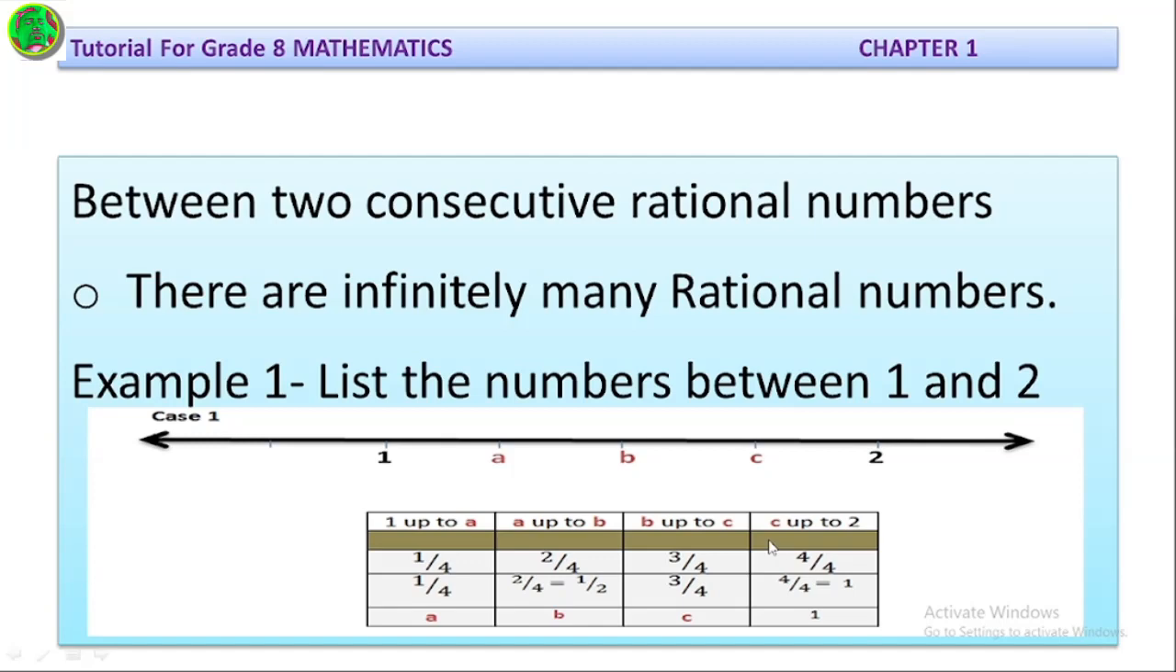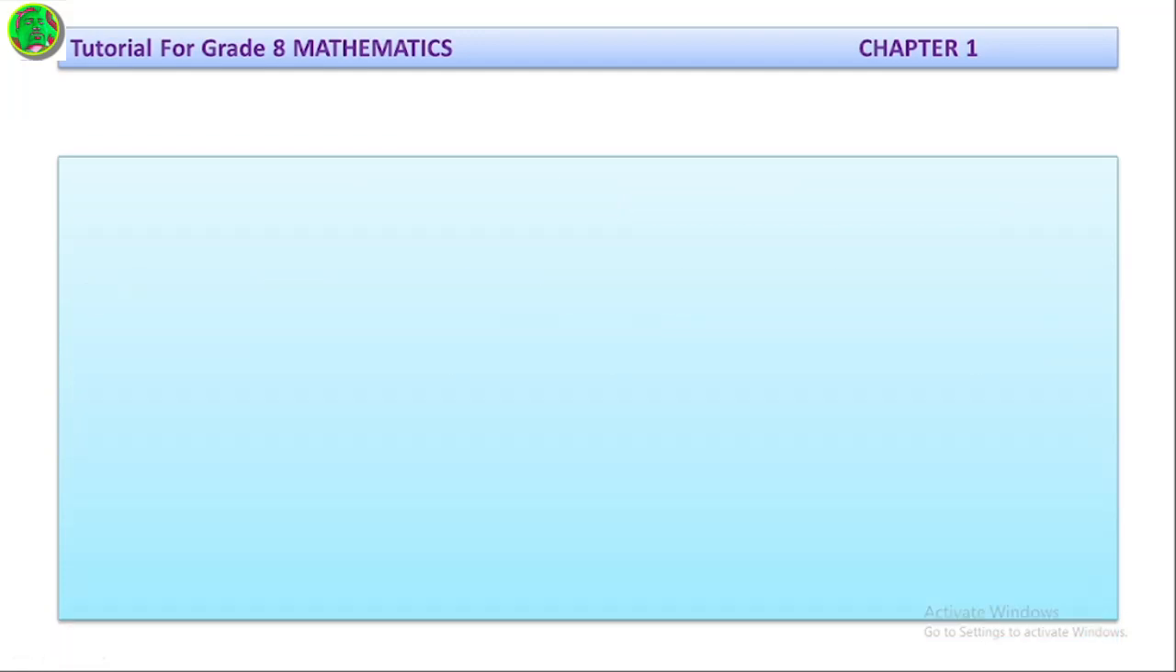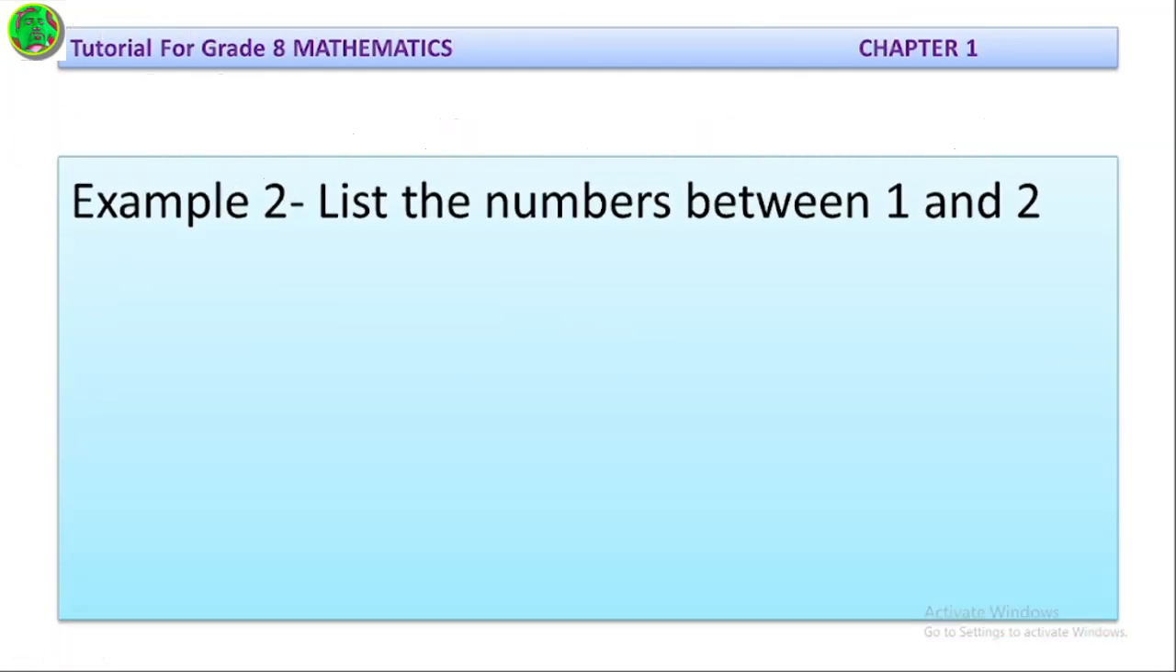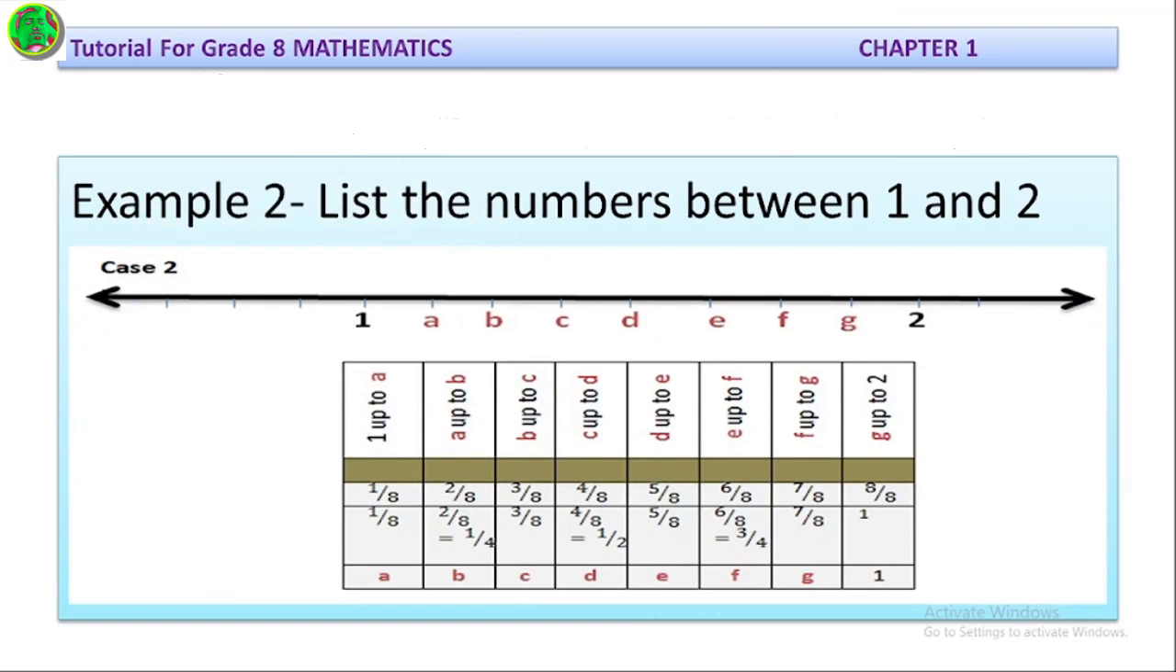We can also represent in case 2 that between 1 and 2 there are infinitely many rational numbers.